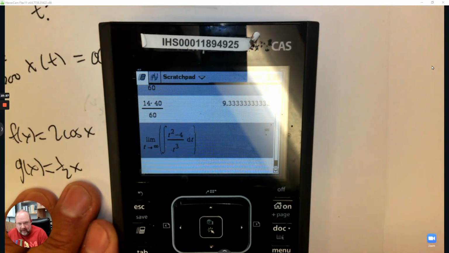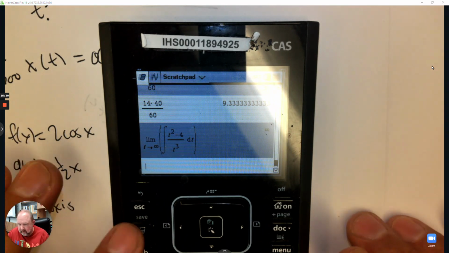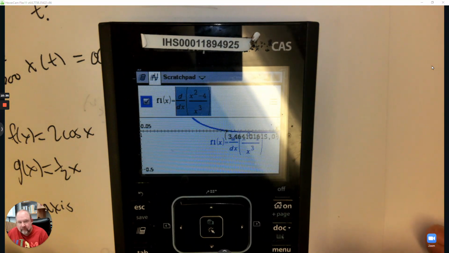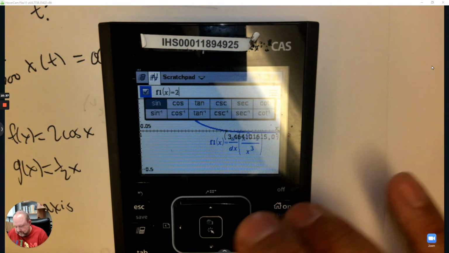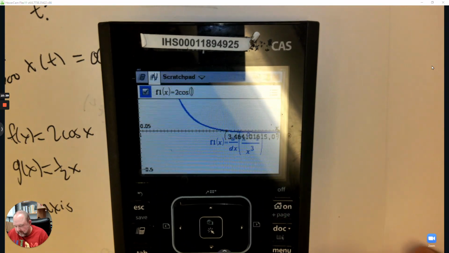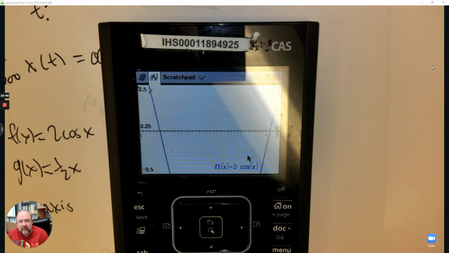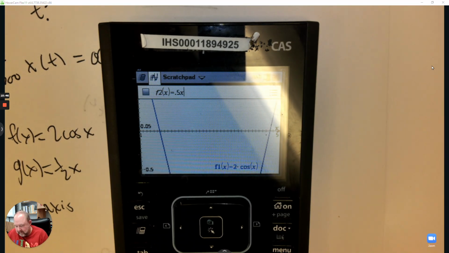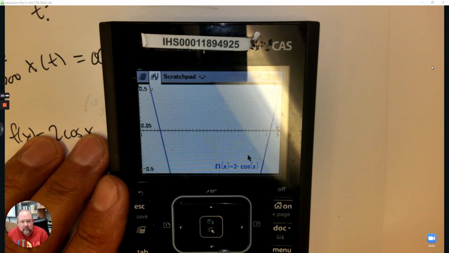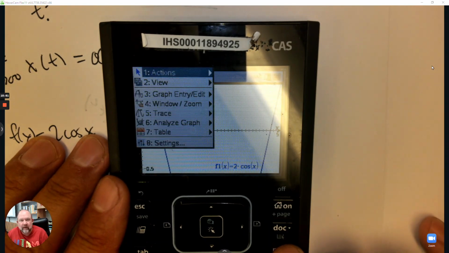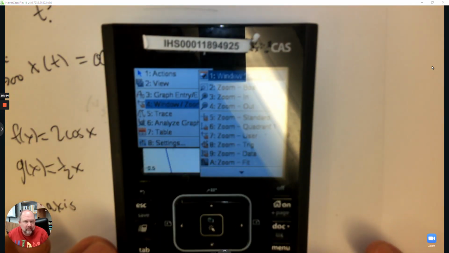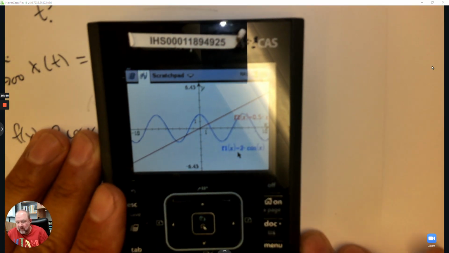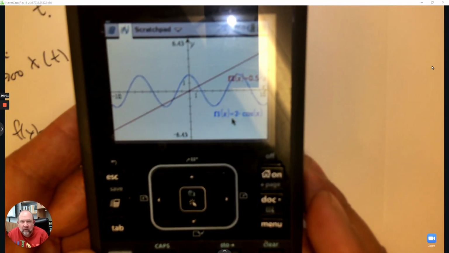Sometimes I get frustrated with the camera and the shine on the calculator, but I'm going to deal with it. So the first one is just 2 cosine x, and the second one is 1/2 x. I'll change the x, and then I'm going to go menu. I'm just going to do a standard view, see if that's good enough so I don't have to do anything else. That's number 5. And then ultimately I just want to know in the first quadrant where they cross.